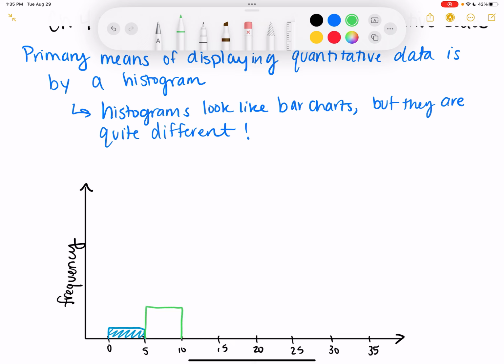So what you're going to notice about these is that they do touch. With the bar charts, they did not touch. With this, they do, unless I intentionally leave a gap.